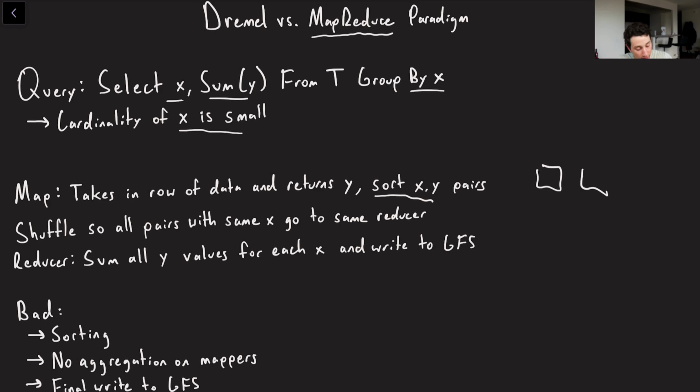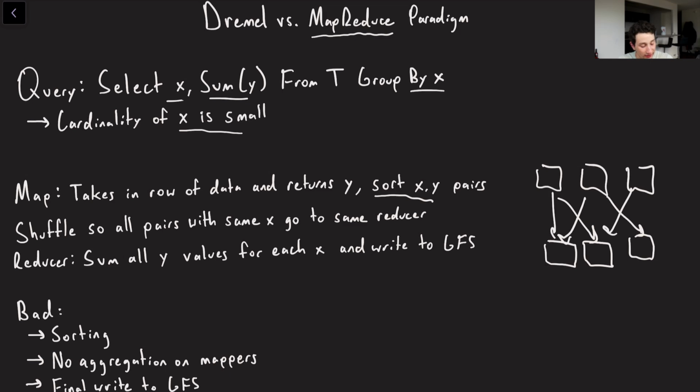After we do this whole mapper phase, maybe we've got our mappers here, we're going to shuffle all the data to our reducers. Now, fair enough, you do have to ultimately send the data somewhere, and that's going to be the case in Dremel as well. That being said, on the reducer now we're going to sum all of these values for Y, and then finally write them to GFS.